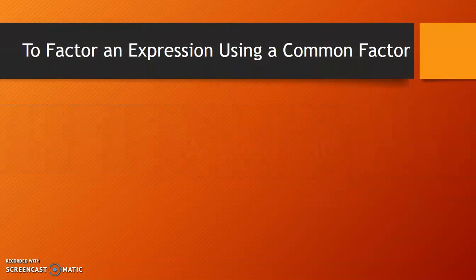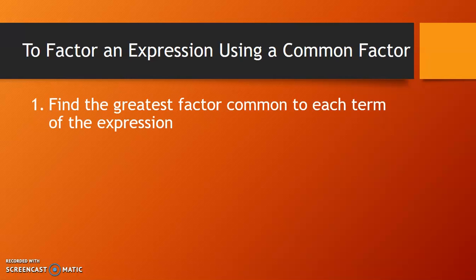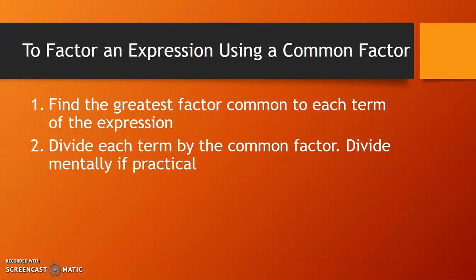So the first way to factor an expression is by using a common factor. In order to do that, you want to look at the terms that you have in your expression and find the greatest common factor that they have. That would be: what can you pull out of every single term? What do they have in common? Divide each term by the common factor.